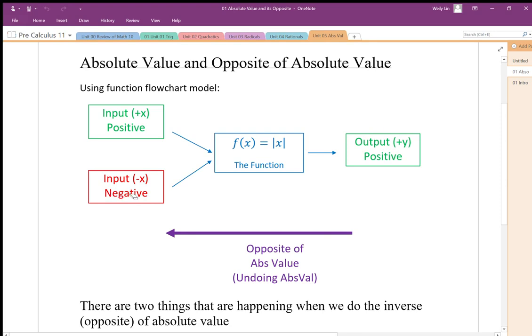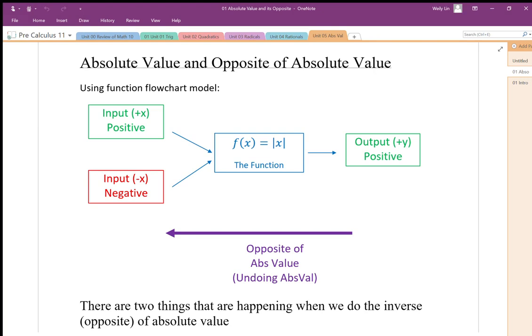If we input a negative value into the absolute value, it will output the same as if you put the positive version of that number. Okay, so that's how the function of absolute value works. And one thing that we want to start understanding in math is this idea that every operation has an opposite. We just go the other way through the flowchart.